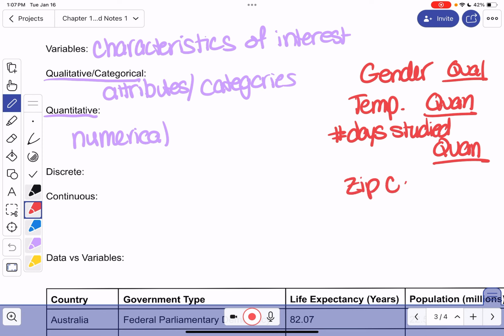Now, I'm going to give you a tricky one, a zip code. So, even though a zip code is a number, it's actually qualitative because the number doesn't tell you anything. The zip code tells you where you live, but you can't really compare the zip code like 04011 versus 04345. There's no comparison, it's no different than saying Brunswick or Gardner. Versus a temperature, you can say this is warmer or this is colder. You can't do that with zip codes. So even though they're numbers, they're really an attribute or a category. They're really qualitative data.